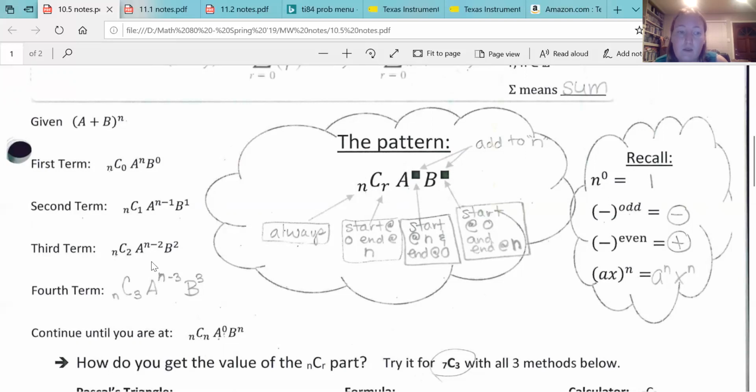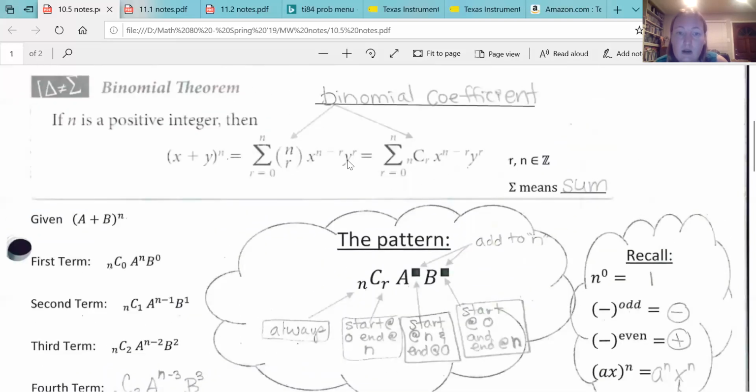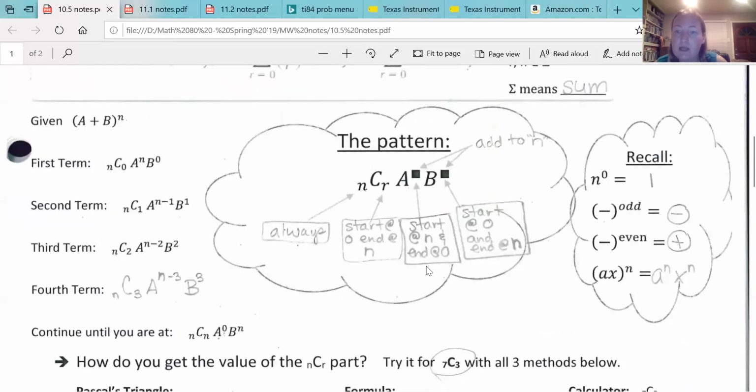And then these are always going to match, like you can see here, the r and the r. And then these two always add up to your n. So I have that kind of summarized here.